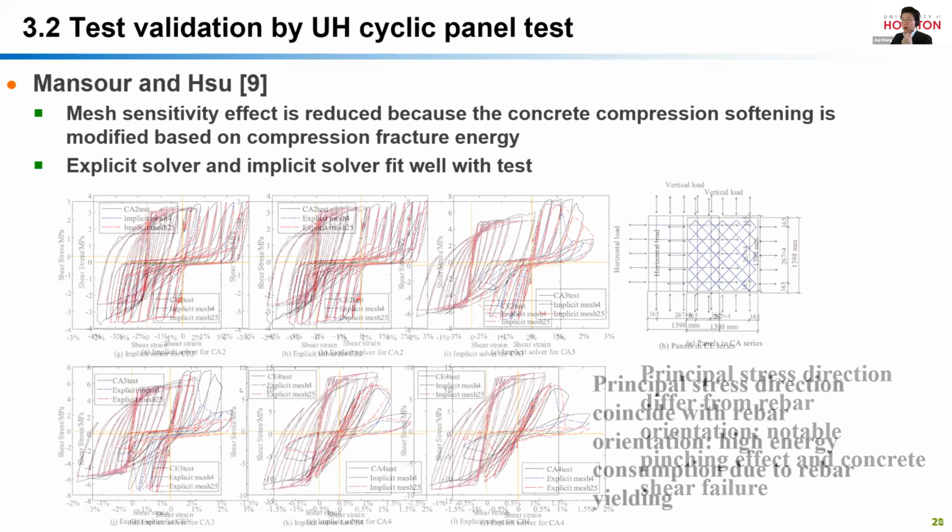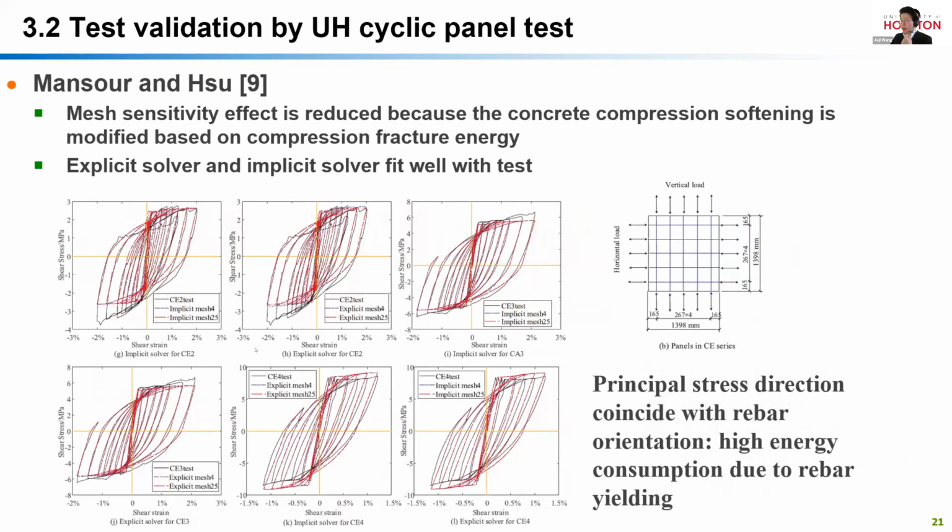The developed model is also compared to the CE series. It is observed that for specimen CE2, the model underestimated the ultimate capacity. However, the energy consumption, as shown in these figures, is well predicted by the developed model. In general, the accuracy of the proposed model for the panel test specimens is validated.